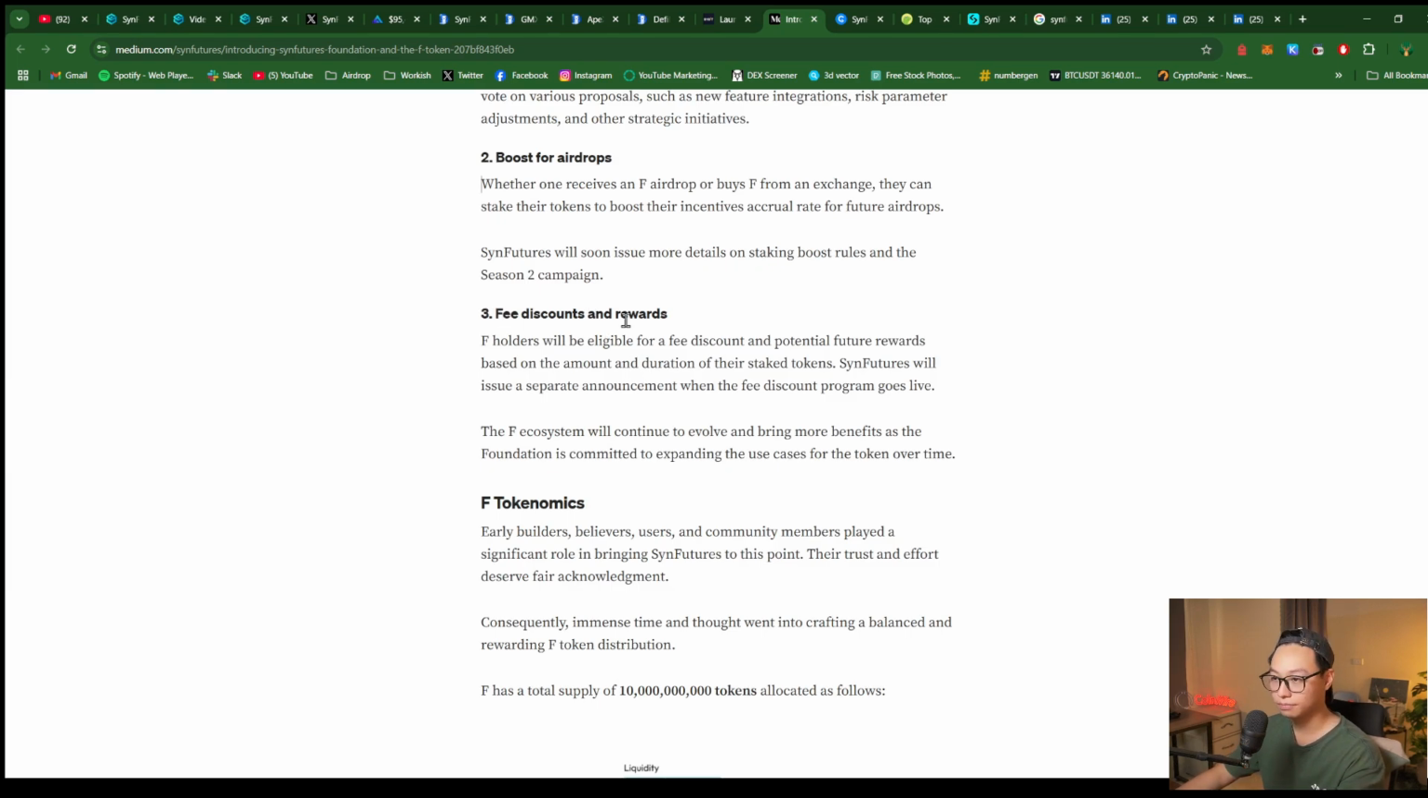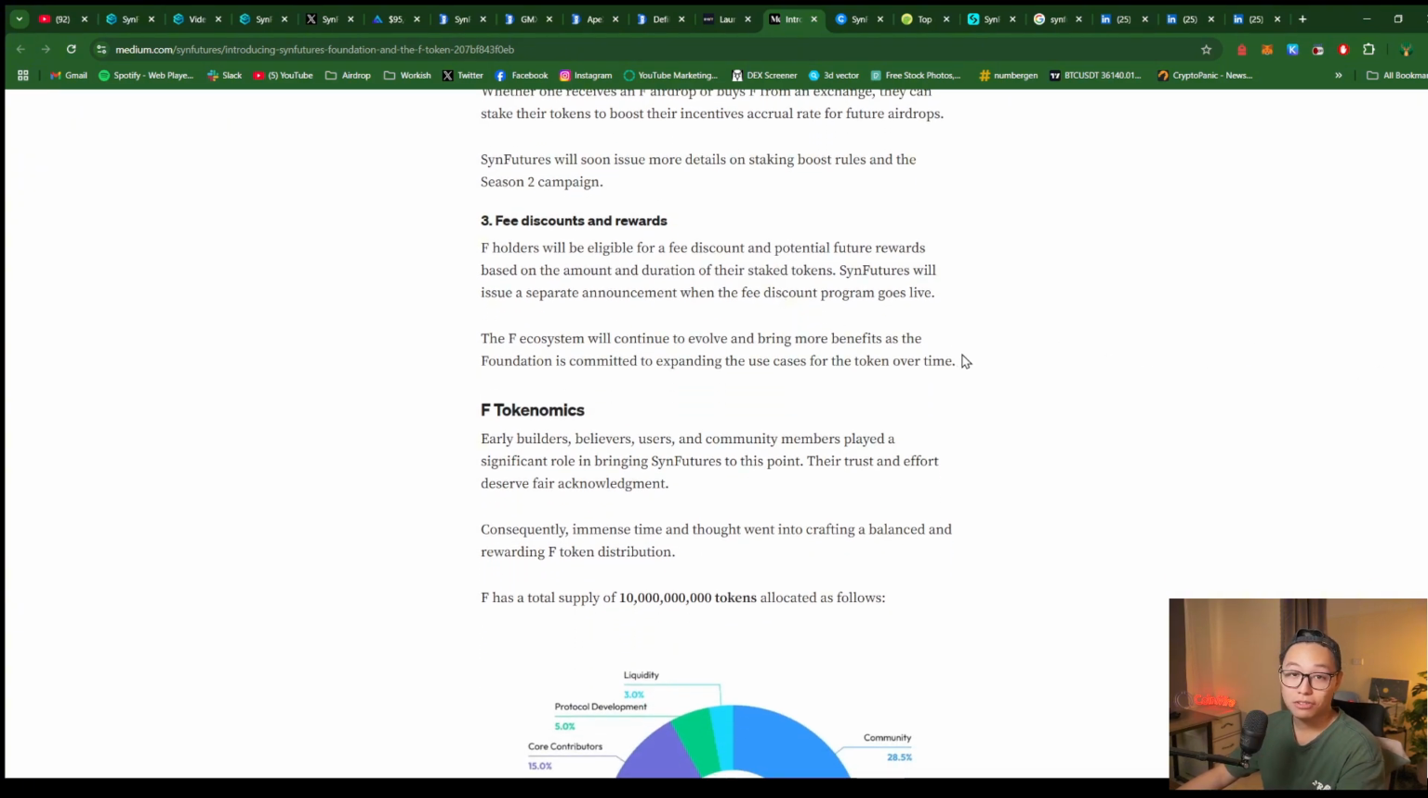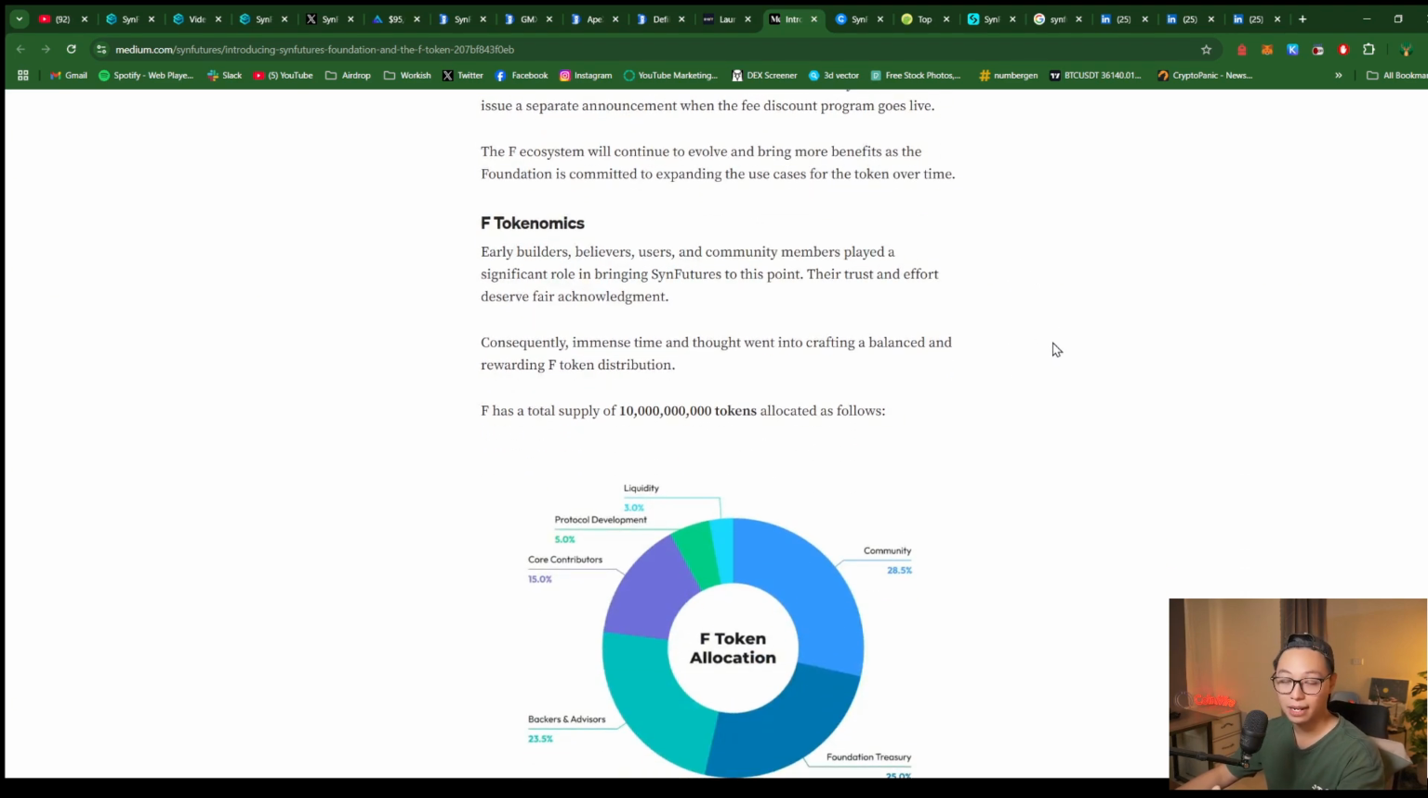The third utility is the fee discounts and rewards. The holders of F will be eligible for a fee discount and potential future rewards based on the amount and duration of their staked token. Okay, so SynFutures is already a very cheap project. If we get more fee discounts, I can imagine how much cheaper it can be, and basically trading on SynFutures is probably one of the best places to save on the fees. All right, and here's the tokenomics.